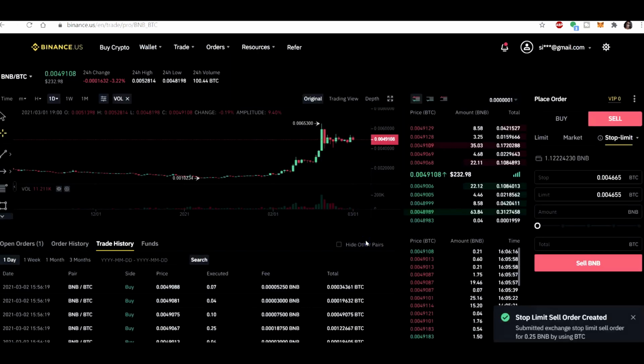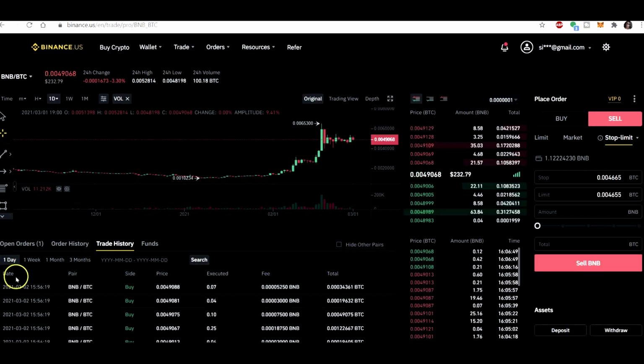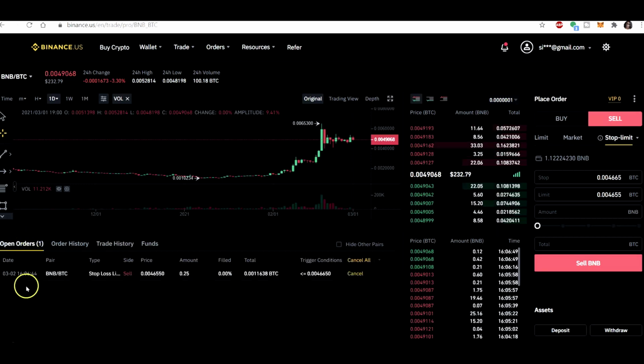So we'll click confirm. And so we can check on it under open orders. So you can see it's not actually going to be under trade history because the sell order, the stop loss, has not actually gone through, but it's going to be under open orders. And when we look under open orders, there it is. And this is the condition under which this stop order will be actually created.